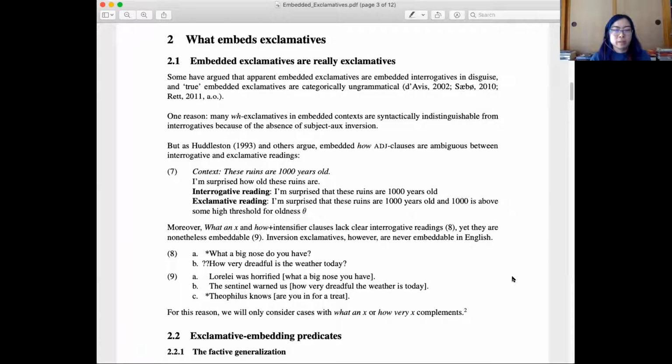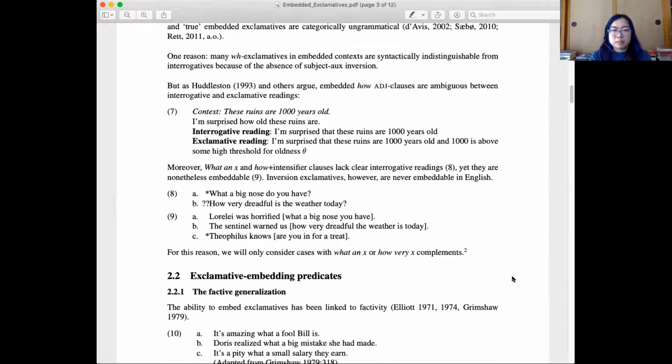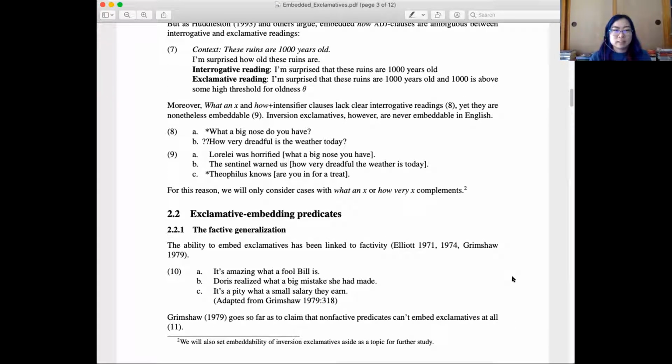But as Huddleston and others have argued against this view, embedded how-adjective clauses are actually ambiguous between interrogative and exclamative readings, as in 7, and actually more helpfully for us today, what-an-X and how-plus-intensifier clauses lack clear interrogative readings, as we can see in 8. What a big nose do you have? This is bad as a question, but things like this are nonetheless embeddable, as you can see in 9.